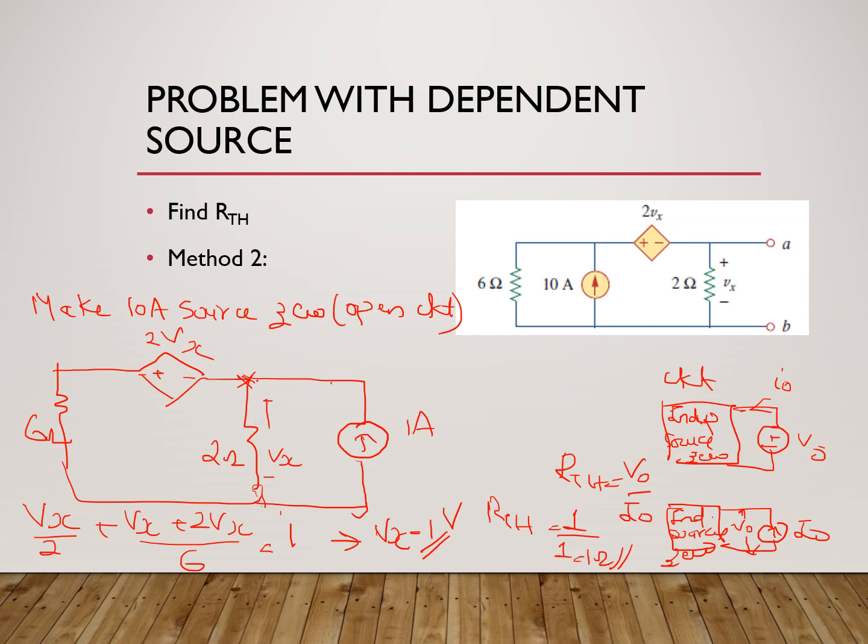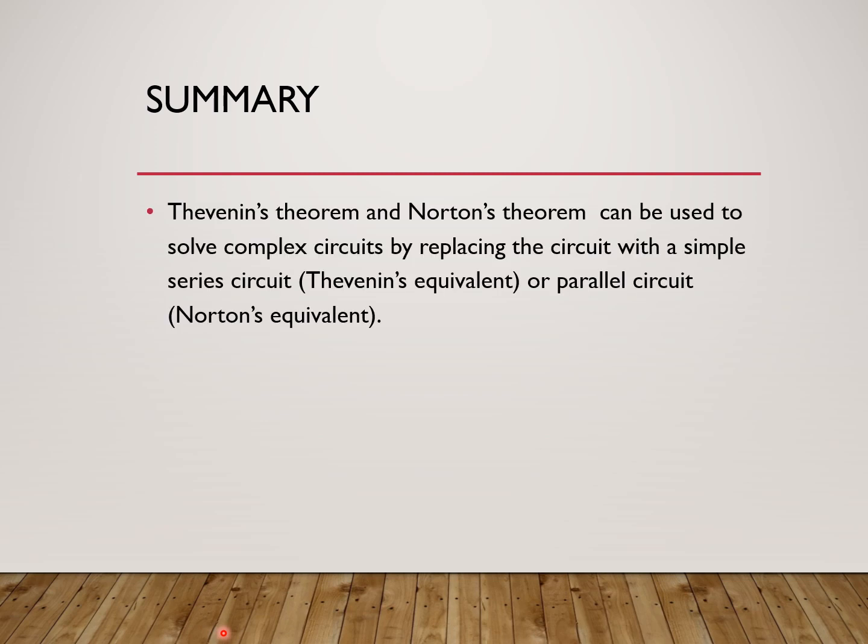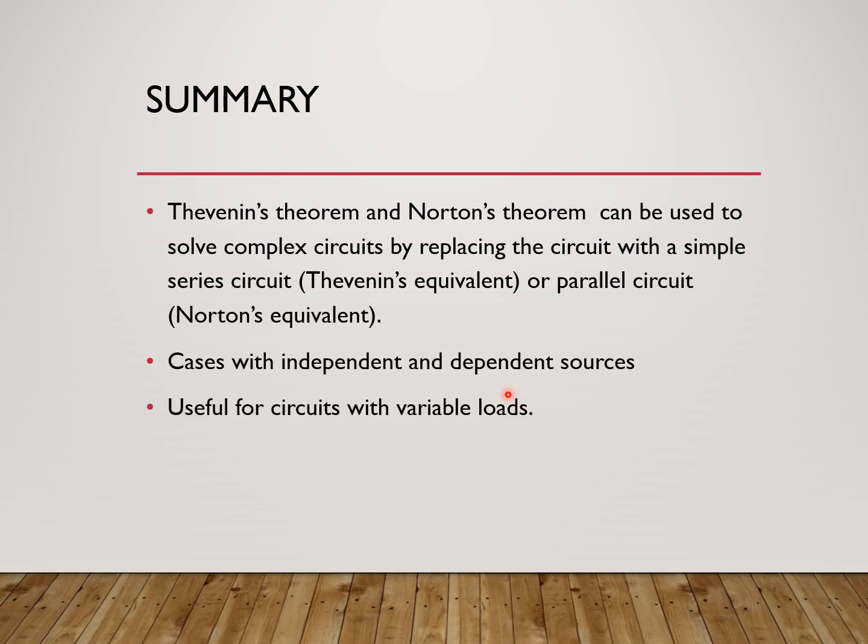Okay. So now in summary, we have discussed the Thevenin's and the Norton's theorem, and both are very useful theorems which can be used to solve complex circuits. This is done by replacing whatever complex circuit there is with a simple circuit. It's a series circuit for the Thevenin's case, or a parallel circuit in the case of Norton's theorem. Both the cases with independent and dependent sources, with examples, have been discussed.